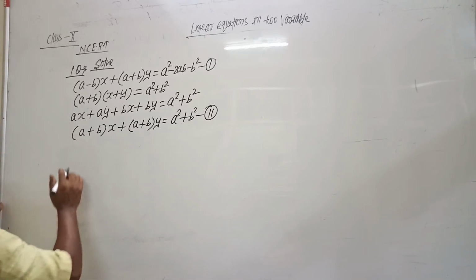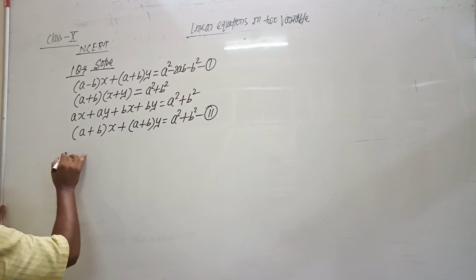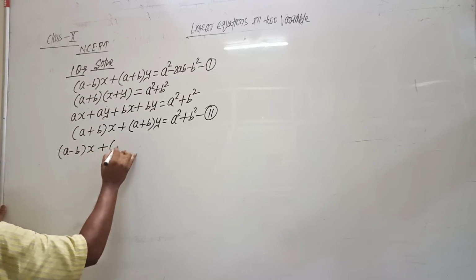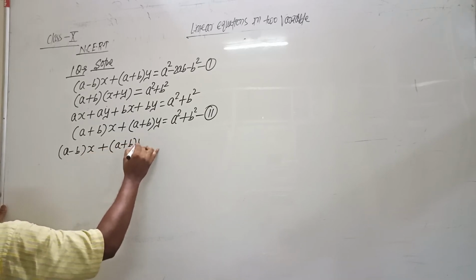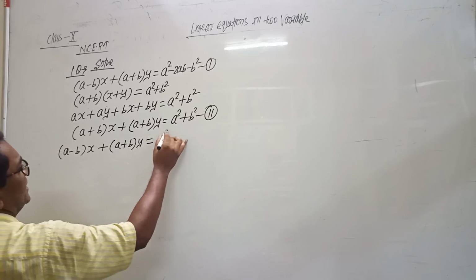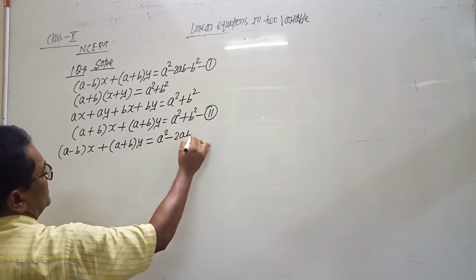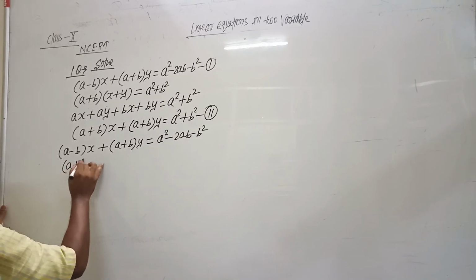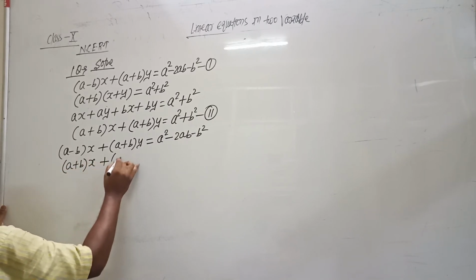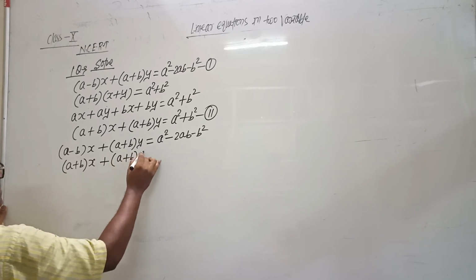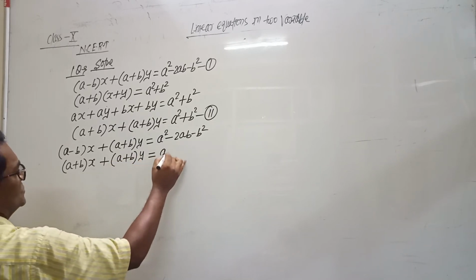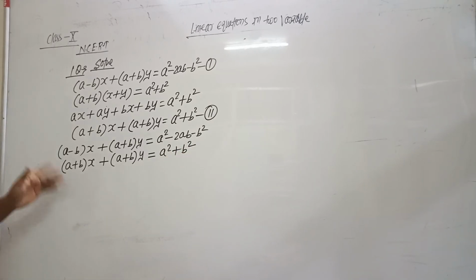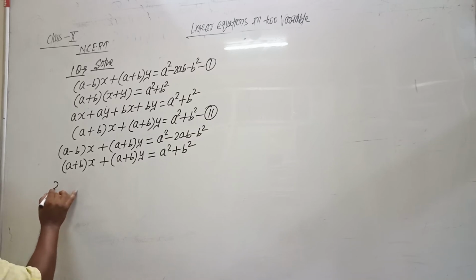Now we will write both the equations one by one. So (a minus b) into x plus (a plus b) into y, this was our first equation, a square minus 2ab minus b square, and the second equation is (a plus b) into x plus (a plus b) into y, and this is equals to a square plus b square. We will solve this equation by cross multiplication method.